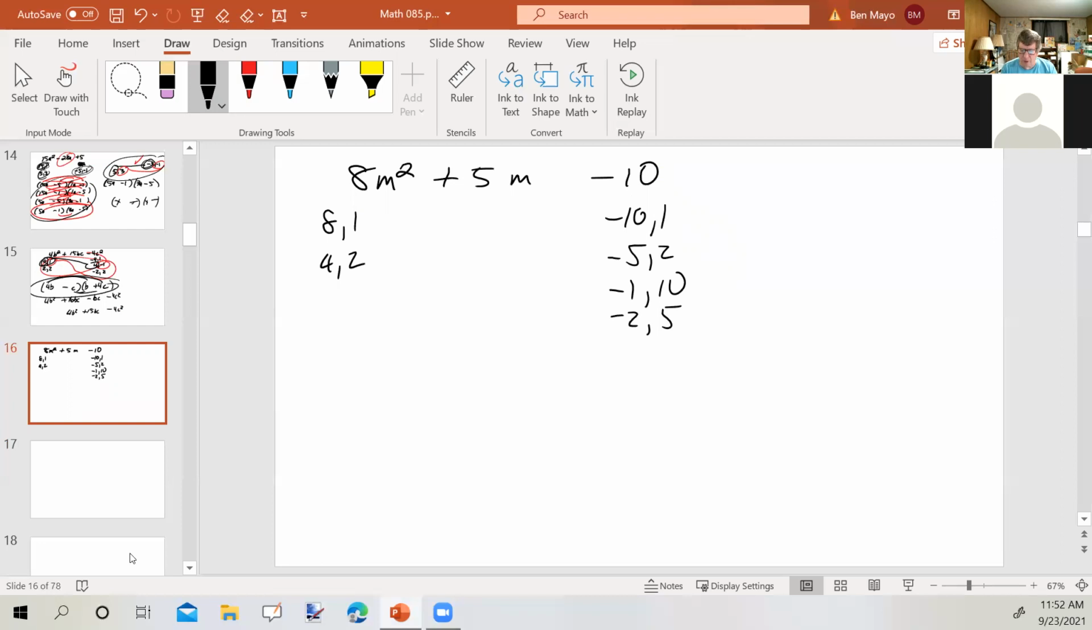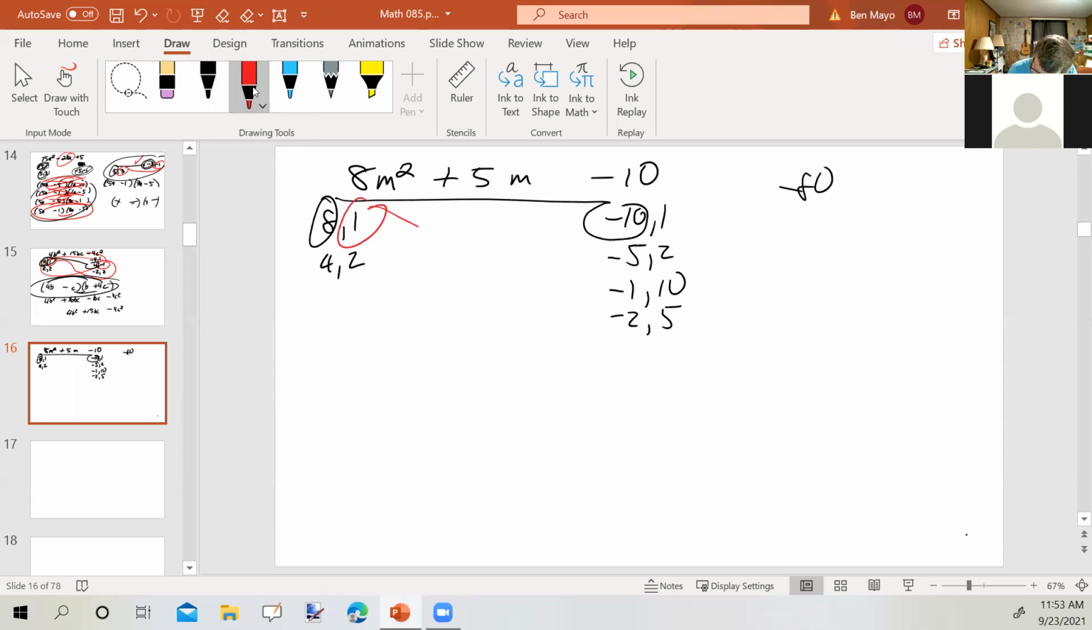So I'm looking for the combination where one of the first group times one of the second group, that product, plus the other of the first group times the other of the second group, that product, added together gives us 5. Okay. I'm not going to write out all the factors. I'm just going to do the numbers thing and let's see what happens. So 8 times negative 10 is negative 80. 1 times 1 is 1. Negative 80 plus 1 is negative 79. So that combination didn't work.